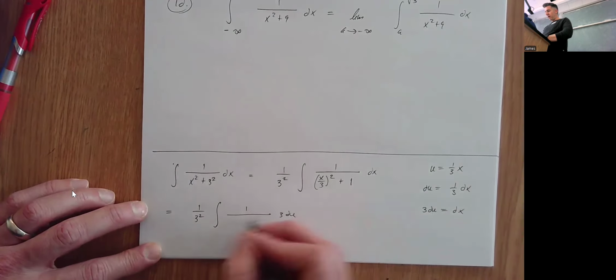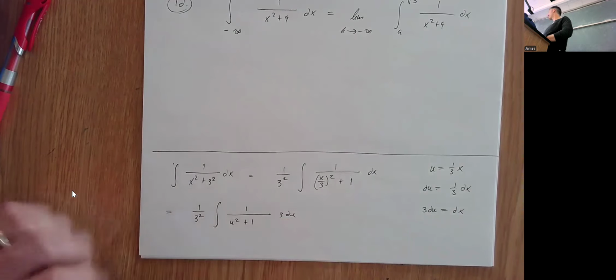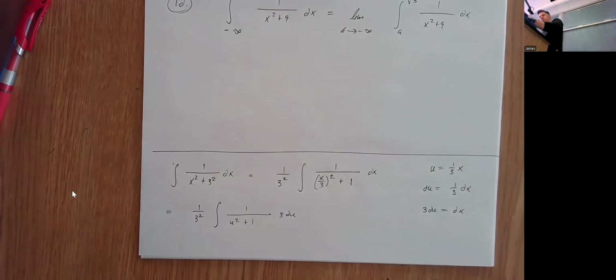And then we have a u squared plus 1. That could be a little brighter.